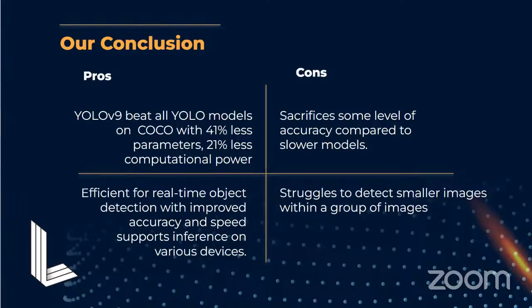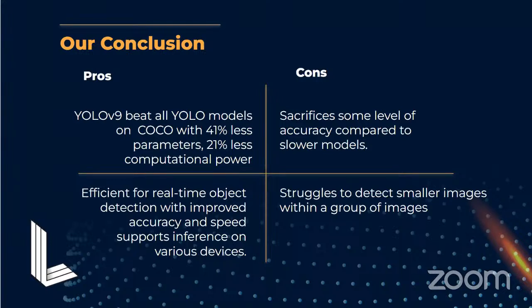And for a conclusion, what are the pros and cons? YOLOv9 beats all the YOLO models on the COCO dataset with 41% fewer parameters and 21% less computational power, which is a pretty good milestone at the point when YOLOv9 was rolled out. For efficient real-time object detection, this has been improved with a lot of accuracy and speed, with support for various devices like even Jetson, Raspberry Pi, and others.